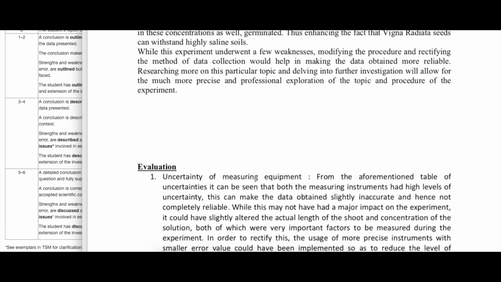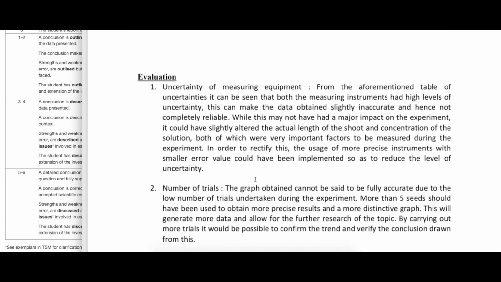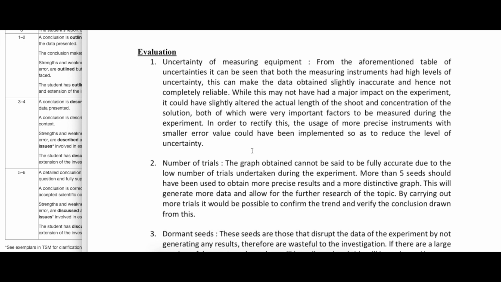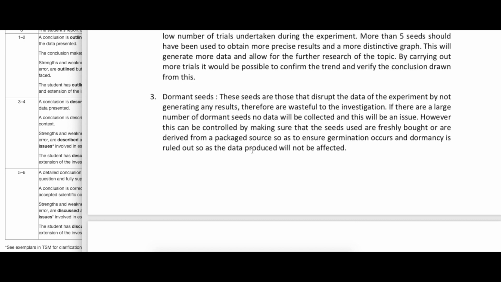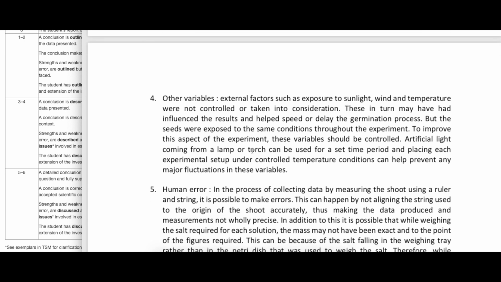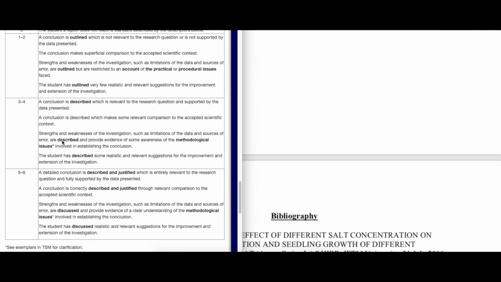And what the student is about to conclude here, if you have a look at this, is that if salt solution is too high, it's going to affect the germination of Vigna radiata. And if it's lower, it won't affect it. Pretty much a straightforward thing. Uncertainty, simple things, number of trials, uncertainty with the measuring equipment, dormant seeds, other variables, human error, and you can read all of those. And immediately what it would suggest again to me is, because of the simplicity of the experiment, it becomes difficult to get into the top mark band.